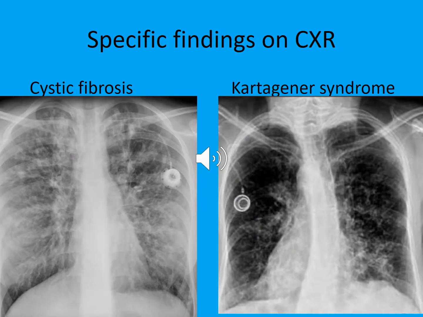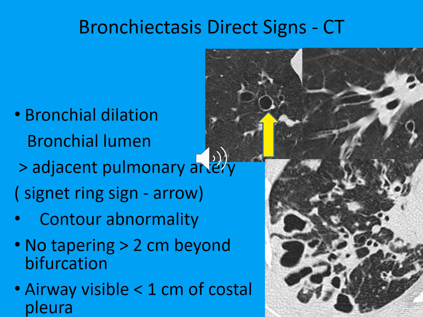There are diseases with bronchiectasis that have typical appearances on chest X-rays. On the left, you can see upper lobar predominant bronchiectasis associated with fibrosis. This is typical for cystic fibrosis. On the right, there is dextrocardia and bronchiectasis with lower predominance. This is a typical finding in patients with Kartagener syndrome.